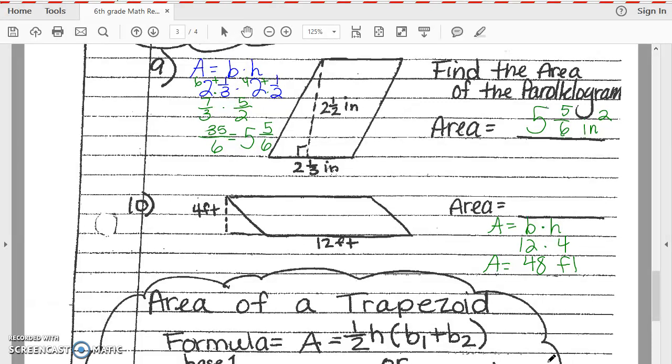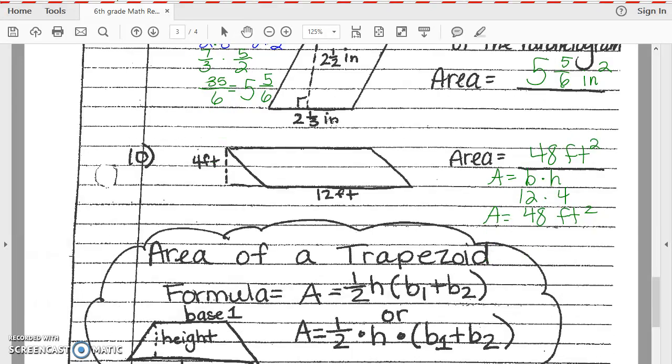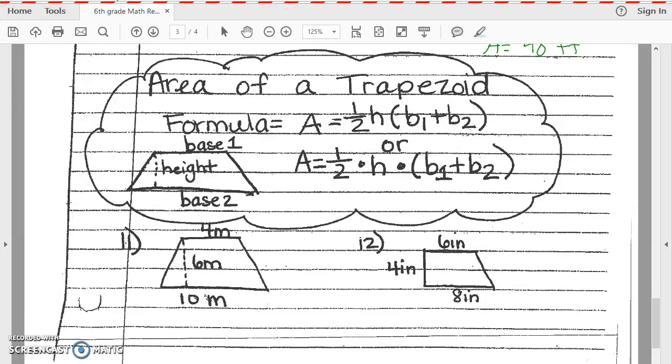48 feet squared. That was easy. Now these will be easy as long as you know the formula. If you don't know the formula, then you don't know where to begin. So do you need to make sure and memorize these formulas? Yes. Okay, let's move on to area of a trapezoid.